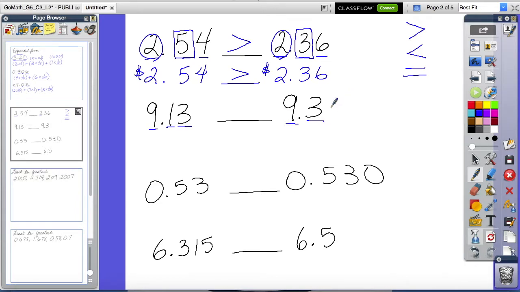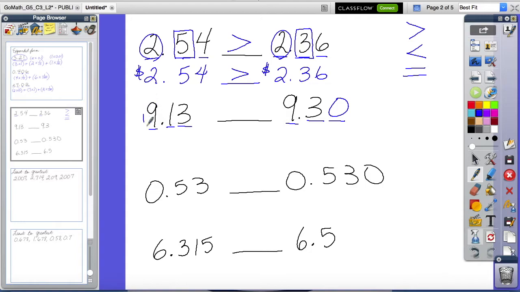Remember, we've discussed that we can add zeros behind decimal numbers without changing the value. We can add as many as we need. So all we need in this case is one extra place so that we balance out 2 places on the left, 2 places on the right. Now we're ready to compare 9 and 13 hundredths compared to 9 and 30 hundredths.